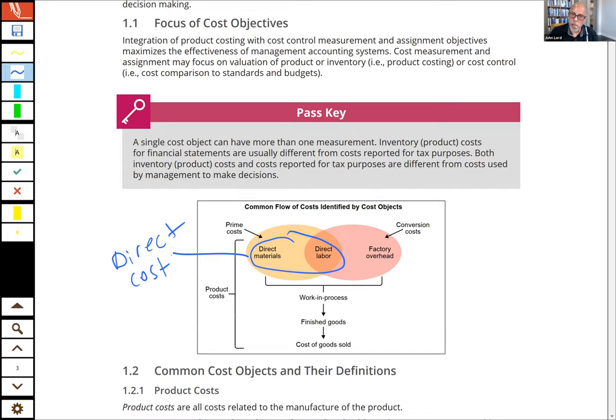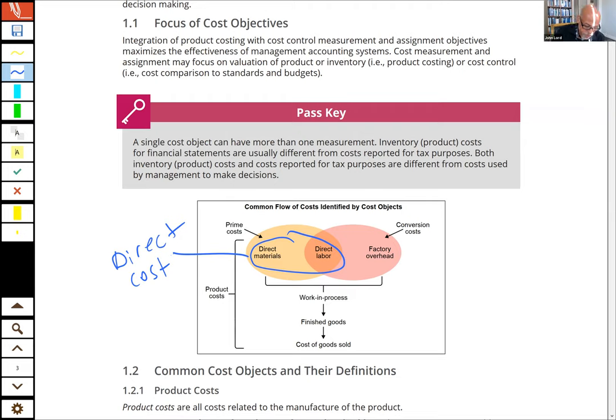Somebody works 3 hours on constructing a table. You know, they work 3 hours, they make $40 an hour to do that work. 3 times 40 is how we would calculate the direct labor. Direct materials, we know how much lumber was used in producing that table, assuming a wooden table there. That's fairly easy to trace to the product, okay?